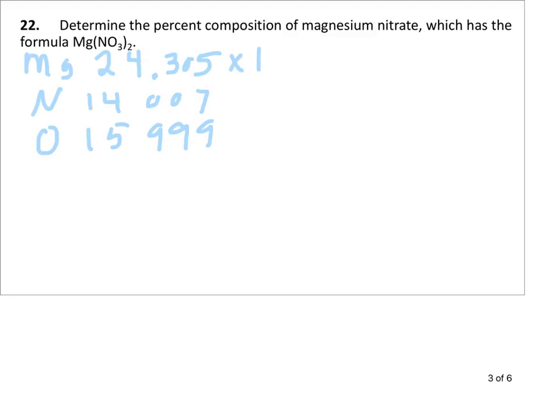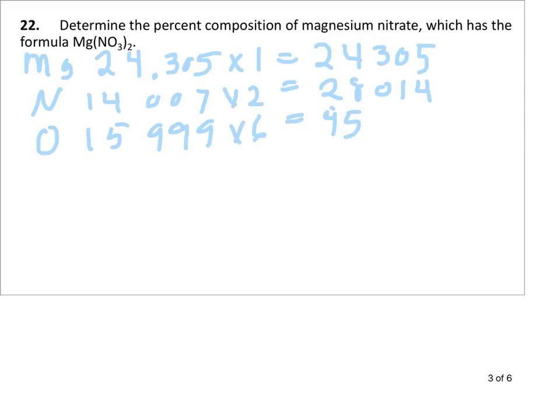From our formula, we find there's 1 magnesium, 2 nitrogens, and 6 oxygens. And we do a bunch of multiplying: 24.305, 28.014, and 95.994. These are all grams, but as percent mass, by the time we get done, units aren't going to be important because they're all going to divide out, so I'm not going to bother writing them down. And the total is 148.313. And to get our percent, we take, again, the parts divided by the whole.